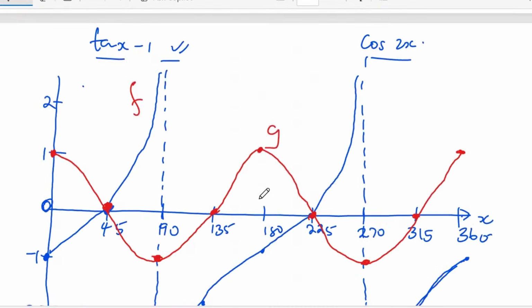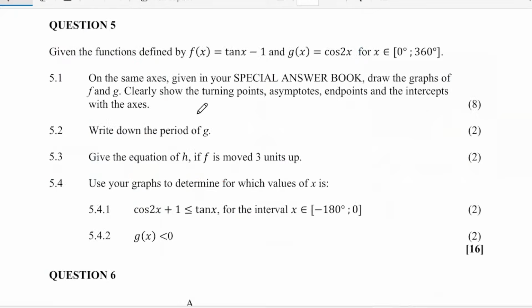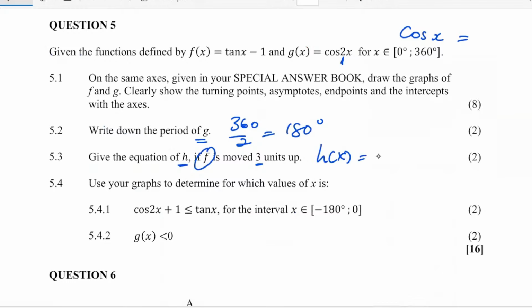Then the next question is going to ask for the period of G. So when you look at G, the normal period of a cos graph is 360, but since we have a 2, it's going to be 360 divided by 2, which is 180. And then give the equation of h if f is moved 3 units up. What are we moving? We are moving f 3 units up, meaning that h of x is going to be the tan of x plus 2, because it's going to be -1 plus 3 becomes +2.